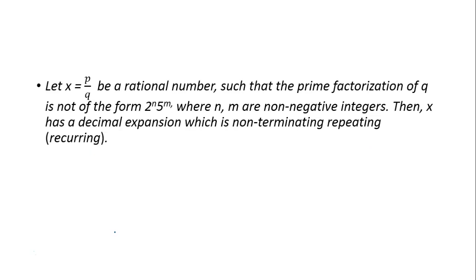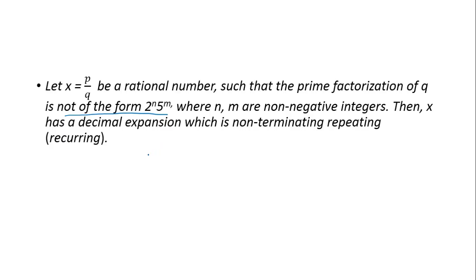Now let's look at the other case, that is when the decimal expansion is non-terminating and repeating. In such cases, you will find that the denominator of that rational number cannot be expressed in the form 2 raised to n into 5 raised to m. If we state it as a theorem, if p by q is a rational number such that the prime factorization of q is not of the form 2 raised to n into 5 raised to m, then x has a decimal expansion which is non-terminating and repeating.